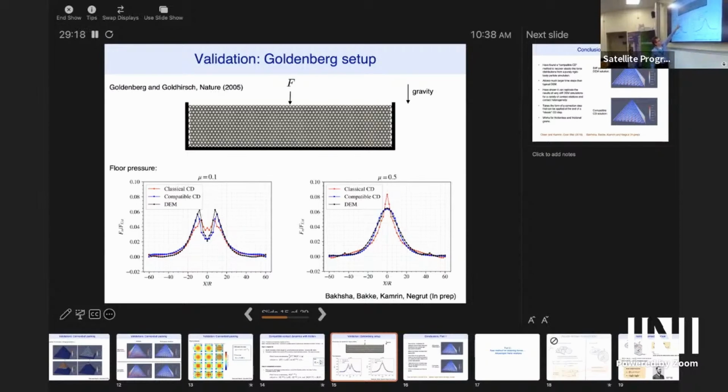And what's interesting is you can see that compatible CD and DEM pretty much always agree. You get sort of two peaks in this case when the friction coefficient is low, and that sort of converges to one sort of rounded peak when the friction coefficient is high. And regular CD kind of gives you something, but not quite exact. Okay.